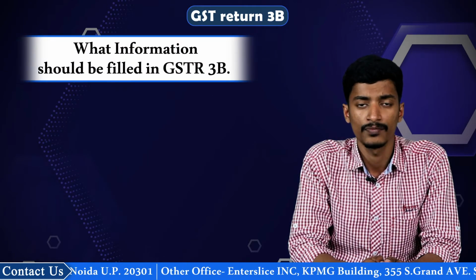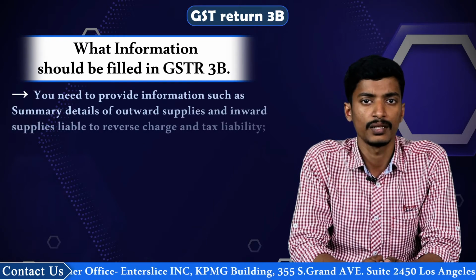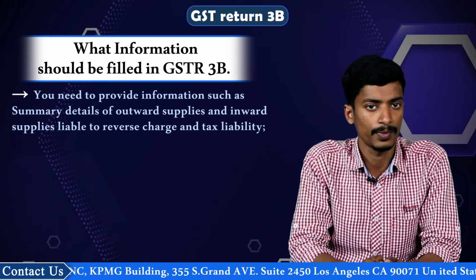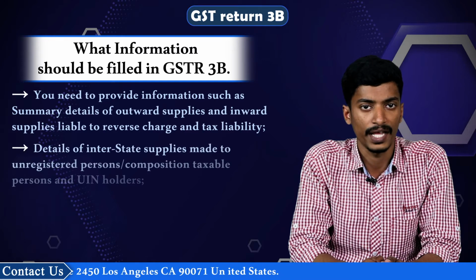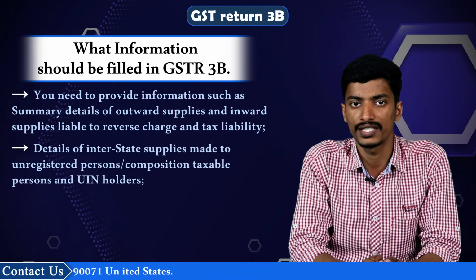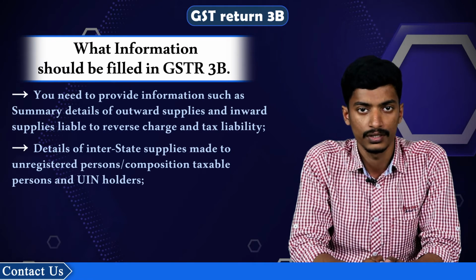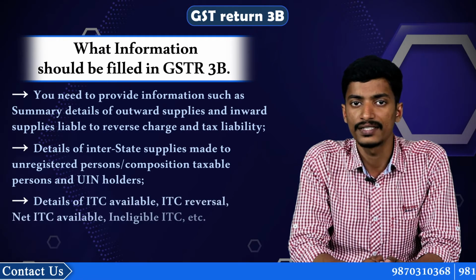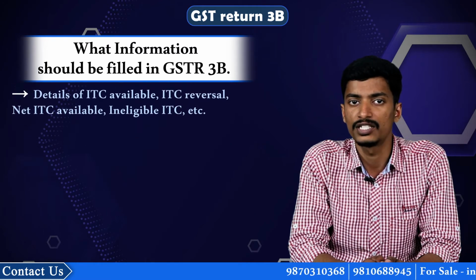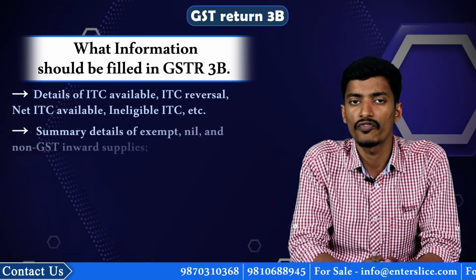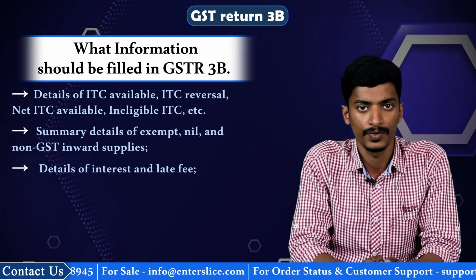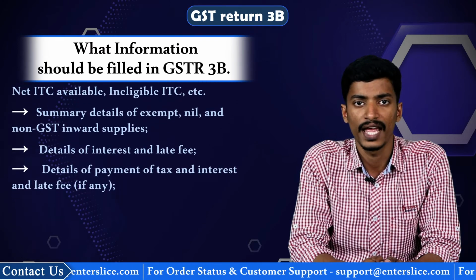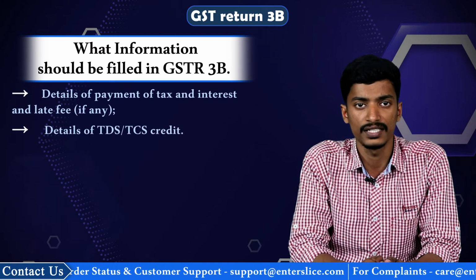Next, you should know what information should be filled in GSTR 3B. You need to provide information such as summary details of outward supplies and inward supplies liable to reverse charge and tax liability, details of interstate supplies made to unregistered persons, composition taxable persons, and UIN holders, details of ITC available, ITC reversal, net ITC available, ineligible ITC, etc., summary details of exempt, nil, and non-GST inward supplies, details of interest and late fee, details of payment of tax and interest and late fee, details of TDS TCS credit.